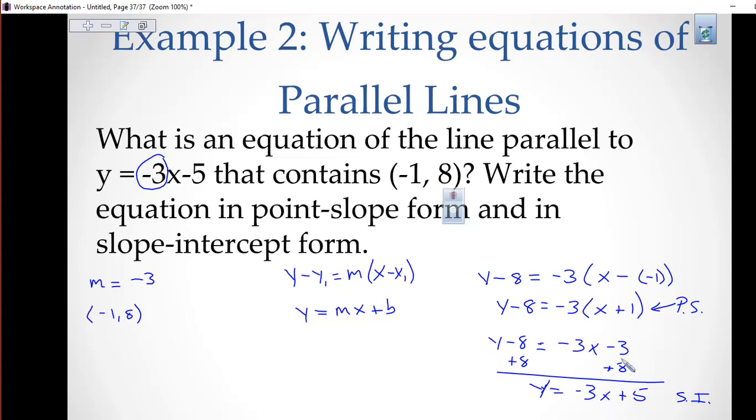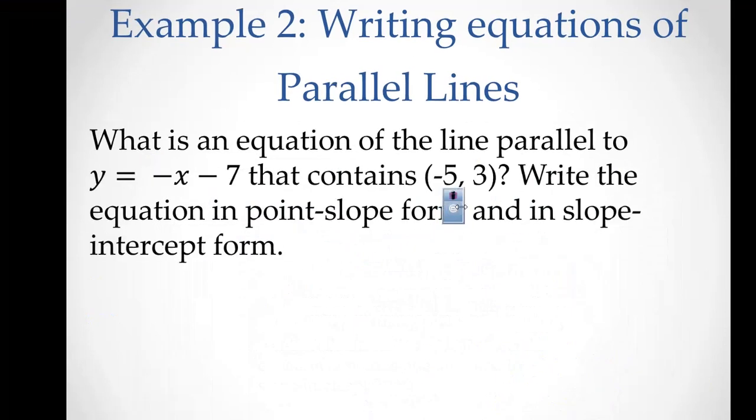All right, so now I want you to try it. So here's our equation. Y equals negative x minus 7 and a point negative 5, 3. So find the equation of the line that's going to be parallel to it in point-slope form and in slope-intercept form. So pause the video, come back and check your answer when you're done.